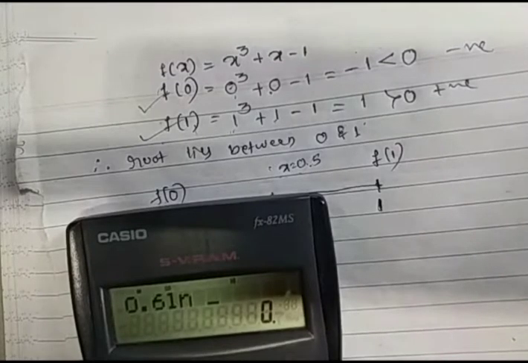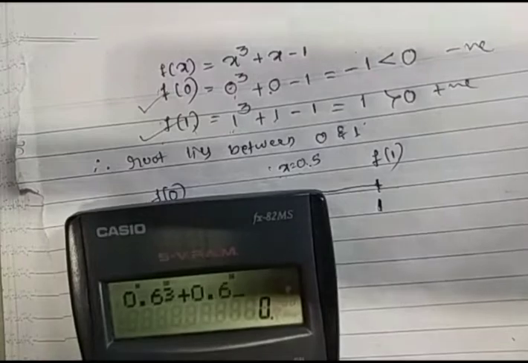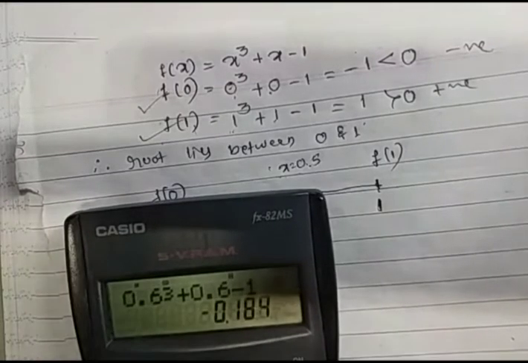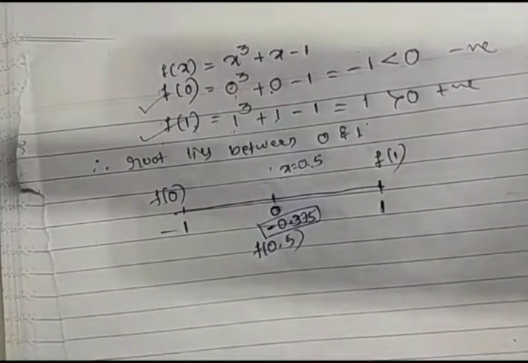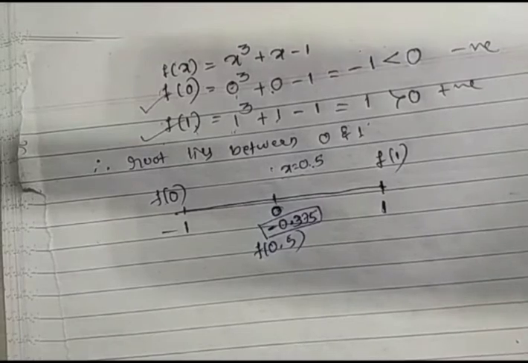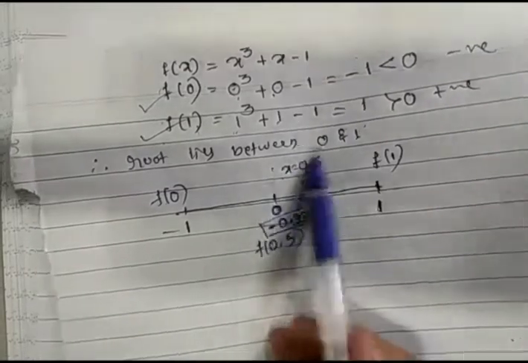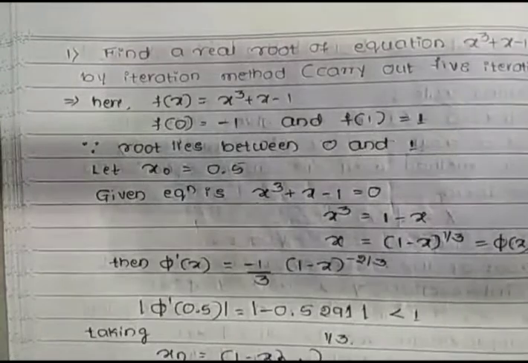0.6 raised to 3 plus 0.6 minus 1. This gives us minus 0.184. So the answer continues. Just any one number we have to consider which is near to 0. So let us consider the initial approximation which is between 0 and 1, that is 0.5.